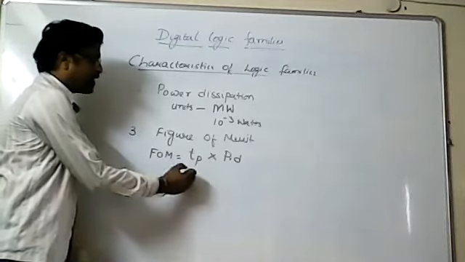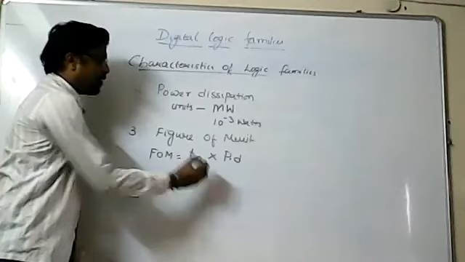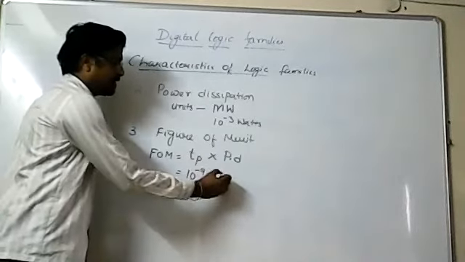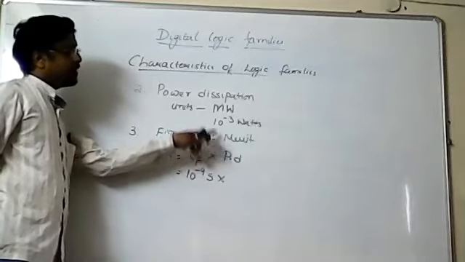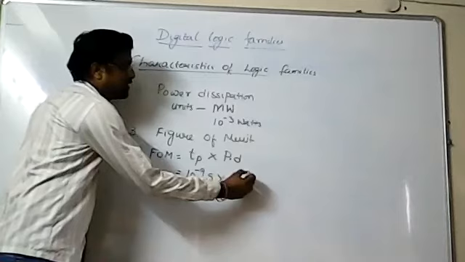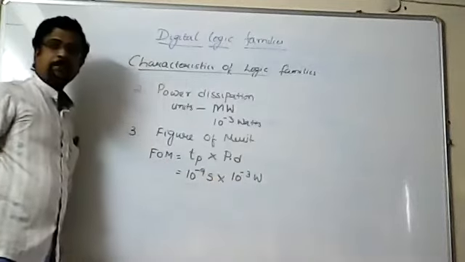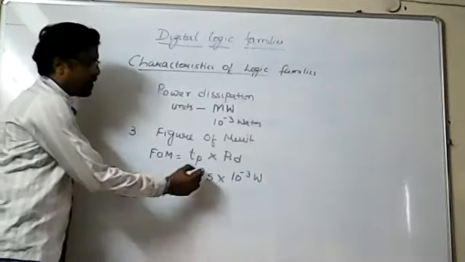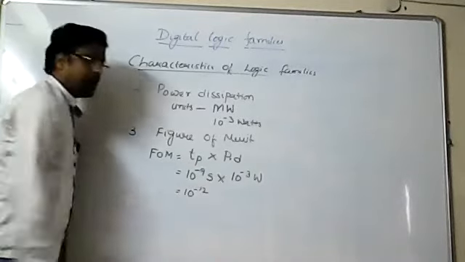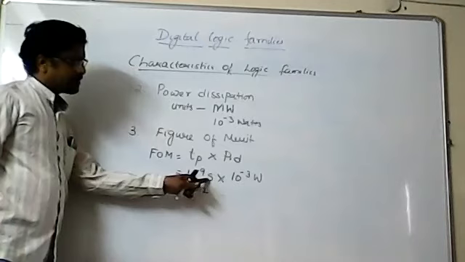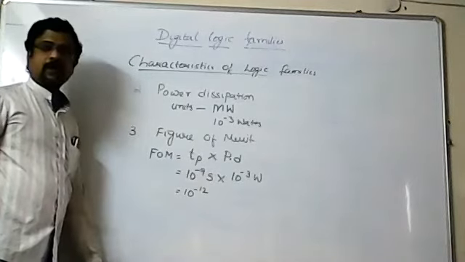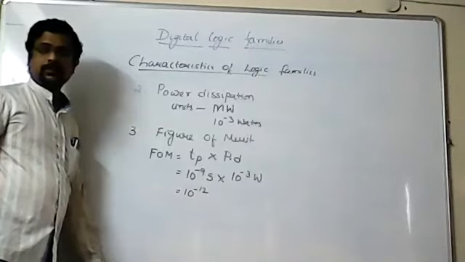So the unit of propagation delay is what? Nanosecond, which means 10 power minus 9 seconds, into power dissipated, which is in milliwatts. Milliwatt means 10 power minus 3 watts. So 10 power minus 9 into 10 power minus 3 is 10 power minus 12. And time is seconds, time into work.